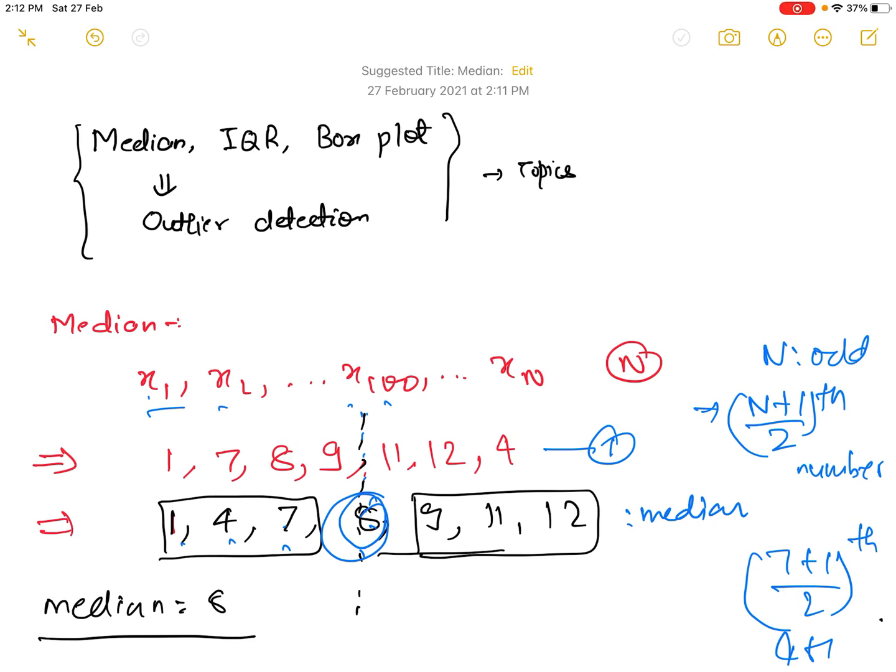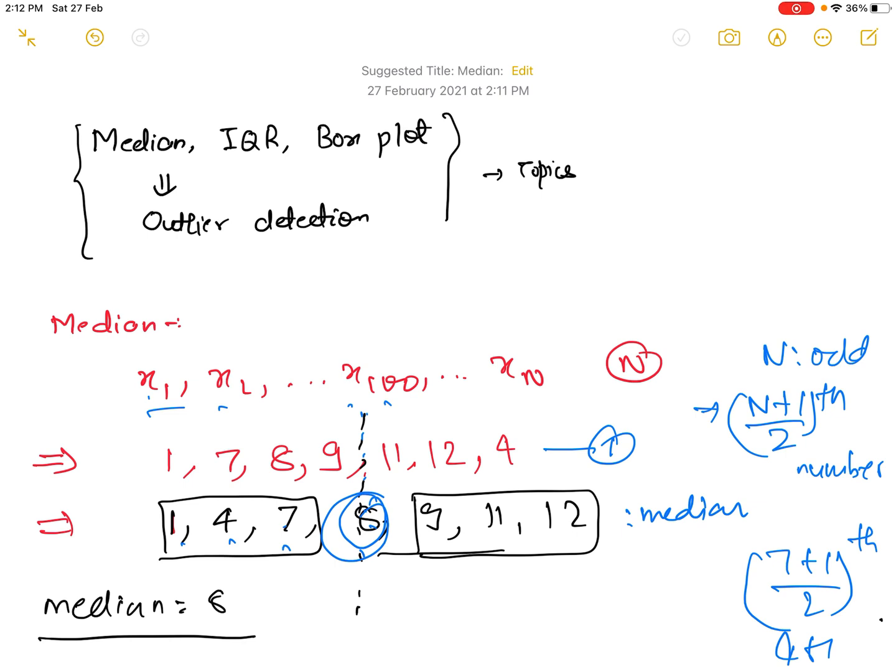Hello everyone, my name is Ayush and today I'll be talking about three different concepts: median, the interquartile range, and then using those to draw a box plot, and then using the box plot to detect outliers in your data set. Okay, so without wasting much time, let us start with our first topic, median.